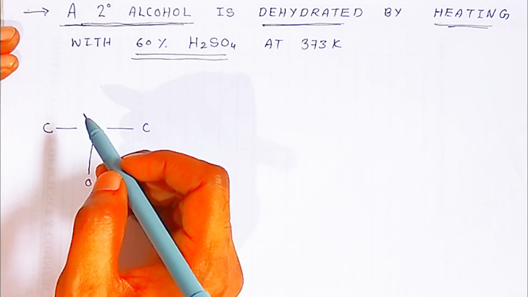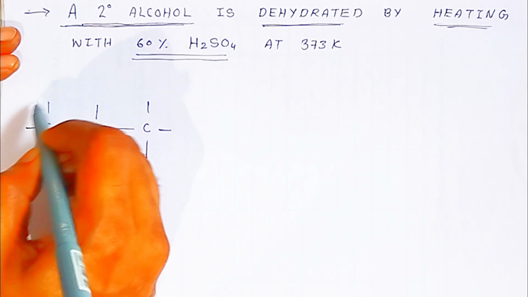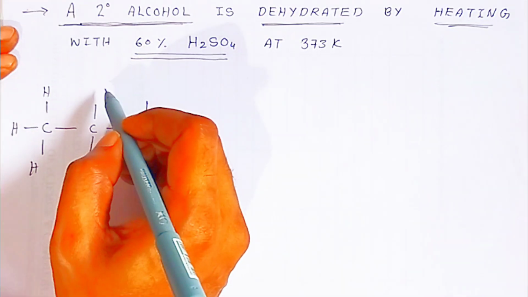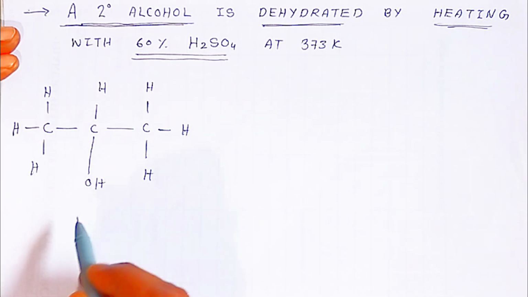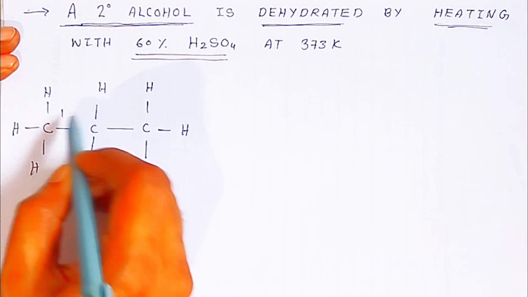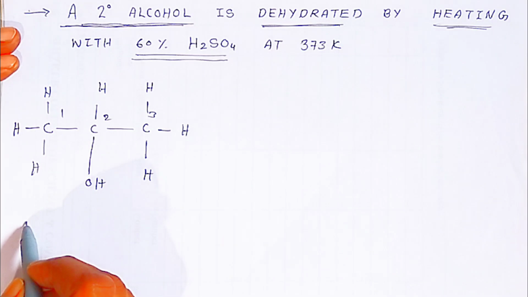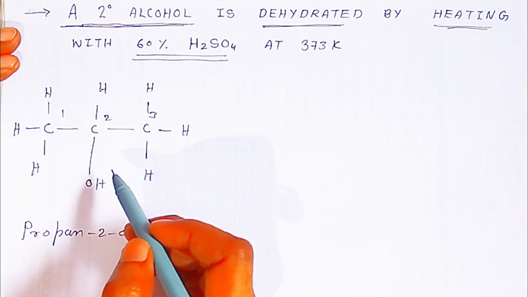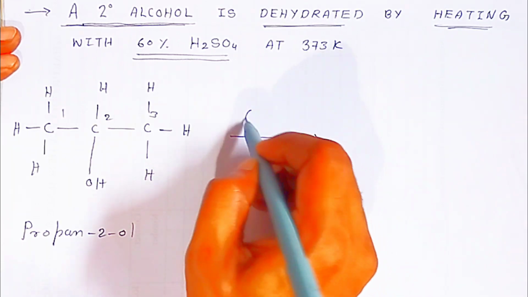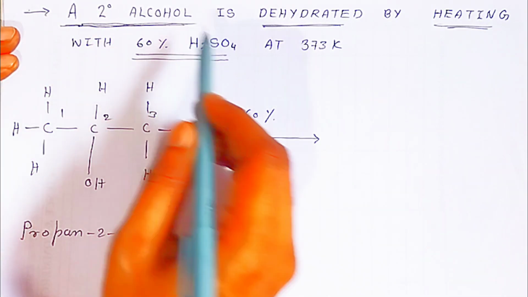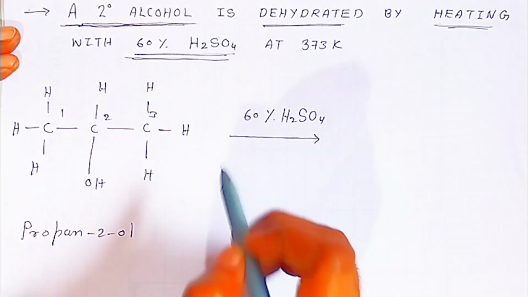Now fill the valency with hydrogen. Carbon is tetravalent, so this way you have to fill the valency. So this is propan-2-ol. This is the three carbon containing alcohol, students, so we call it carbon number 2. There the alcohol OH hydroxyl group is attached, so we call this second degree alcohol, students. On dehydration, students, you have to use 60%. Since it is second degree alcohol, students, you have to use 60% sulfuric acid. 60% sulfuric acid is very important here.